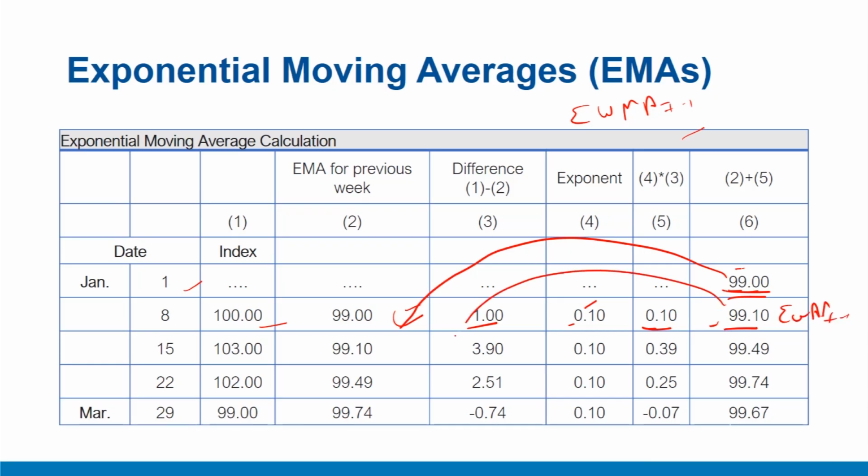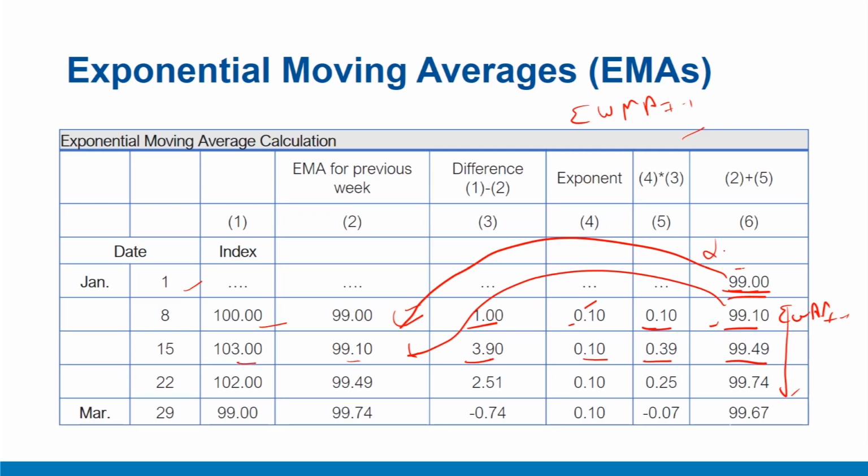So we'll transfer this to the next week and the price is 103. Again, the difference would be taken. This 3.9 is multiplied with the exponent 0.1, and it will be added to 99.1. In a similar manner, we'll compute the EWMAs for all the weeks.